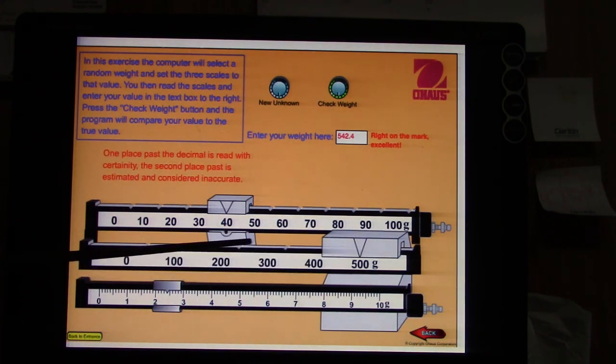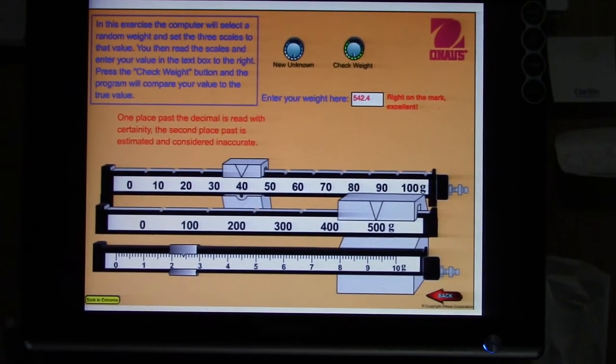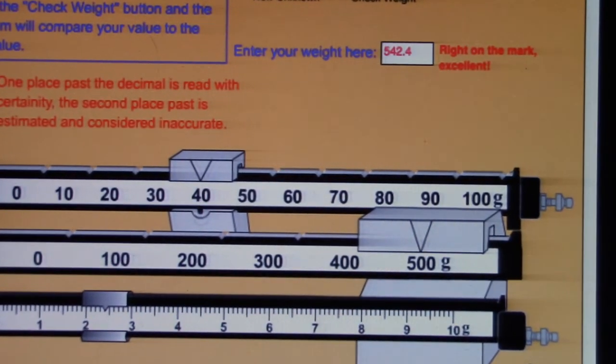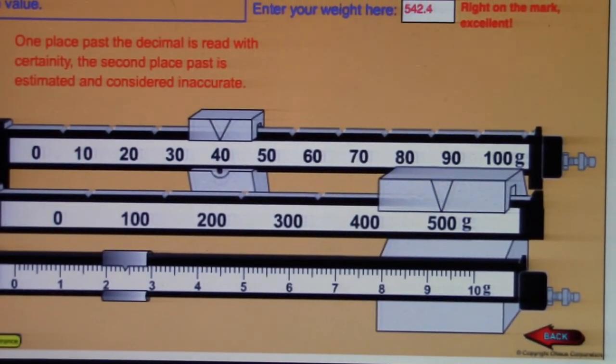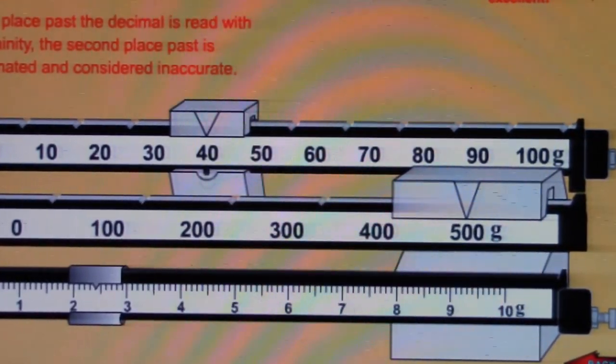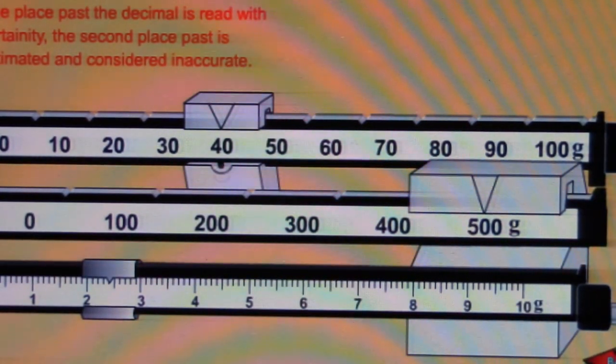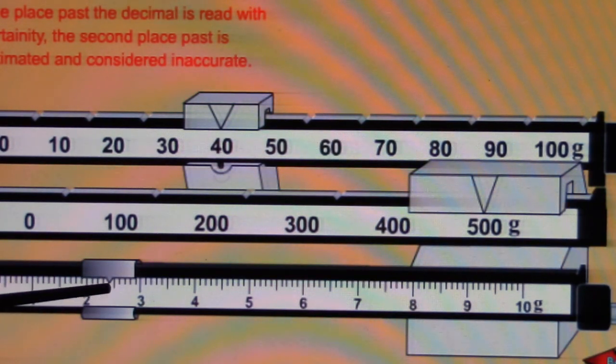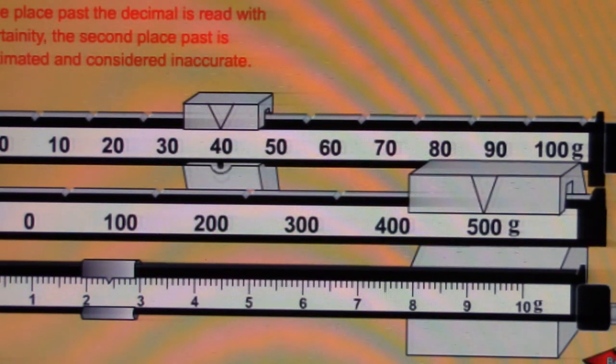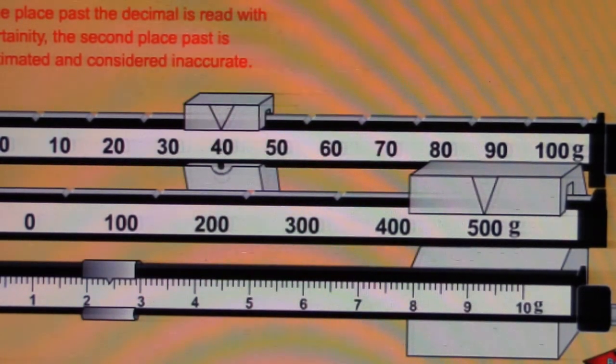So we have 540, 2 point. You have to estimate that. So let's zoom in on that one. So 542, and there's a 542.4. Now again, you can't record that any more accurately than that, because for sure we know it's 500. For sure we know it's 40. For sure we know it's 42. So we're estimating that last digit. 542.4 is the correct reading for that triple beam balance.